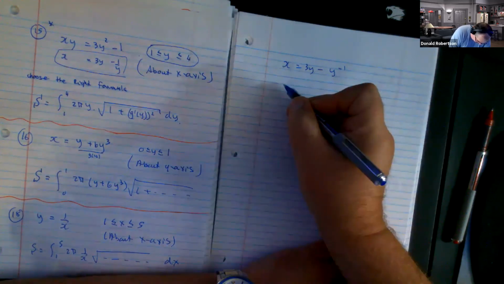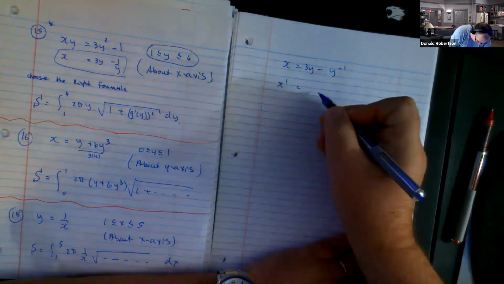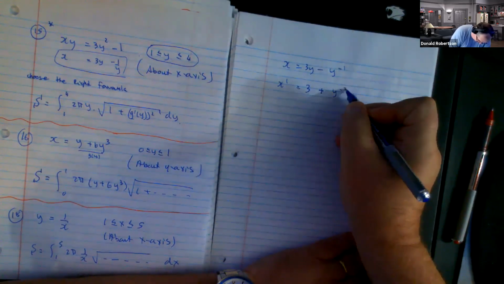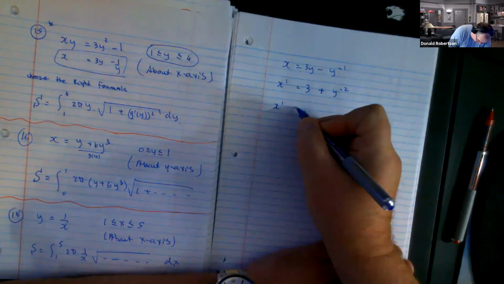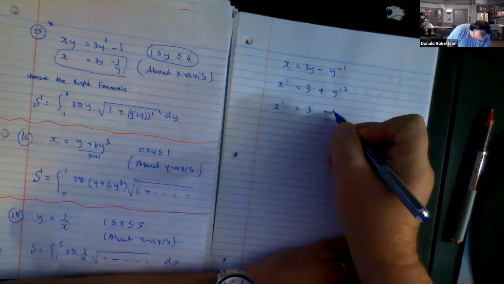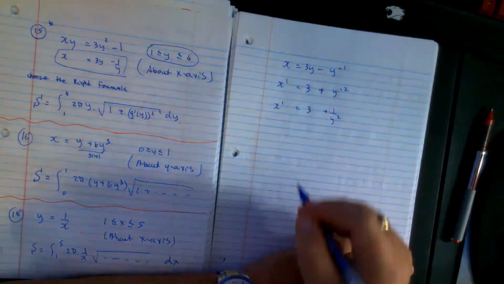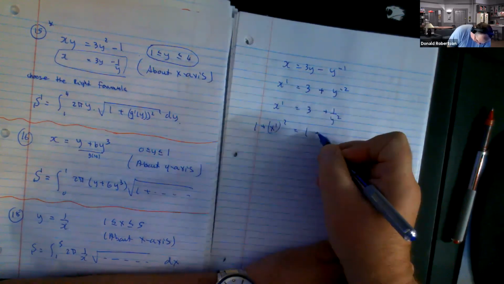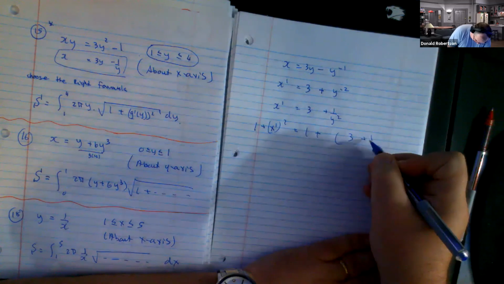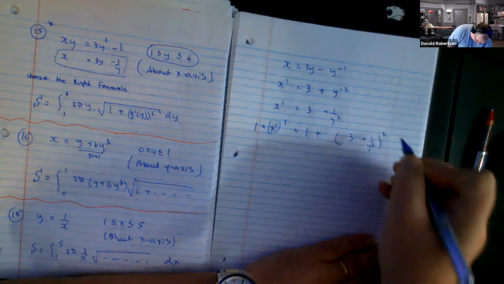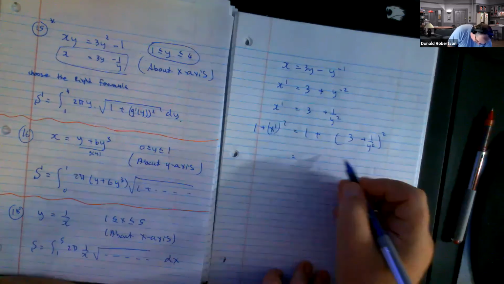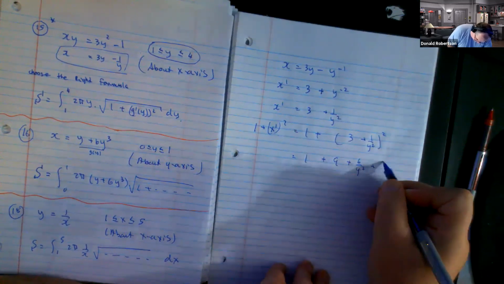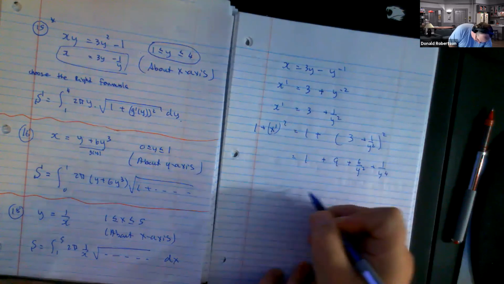So its derivative is 3, two negatives make a plus, y to the -2, which I'm going to call 3 plus 1 over y squared. And I'm going to do 1 plus its derivative squared. So it's 1 plus that guy squared. Nothing very interesting happening right now. 9, 6 over y squared plus y to the 4. And I get this guy.